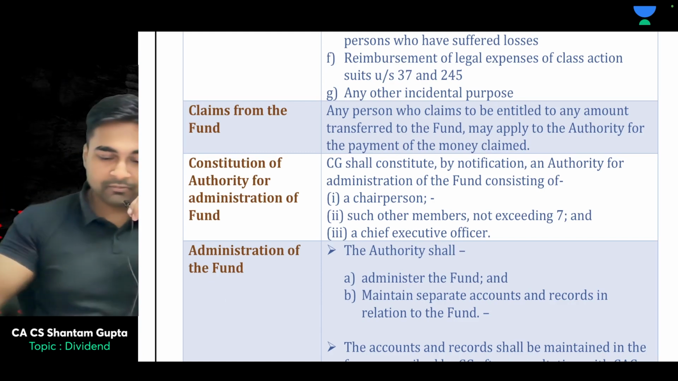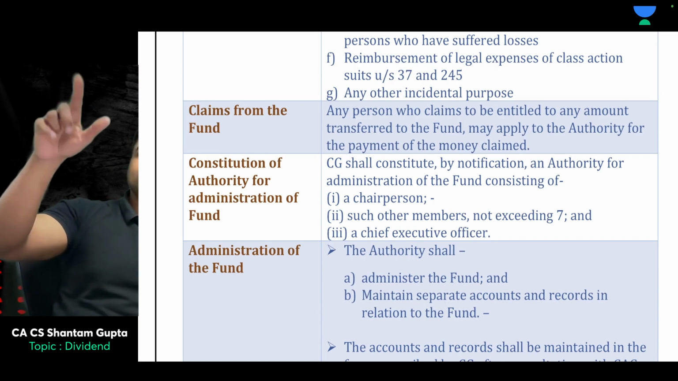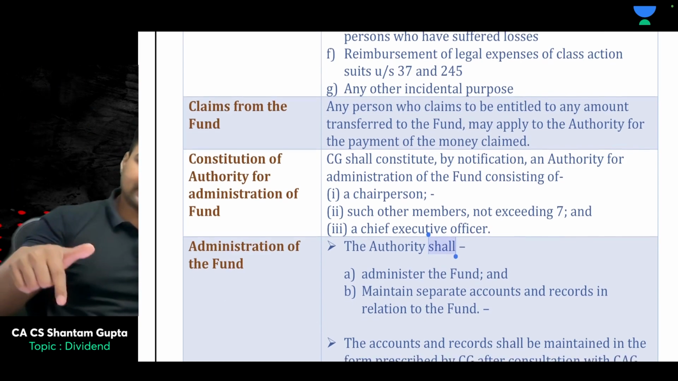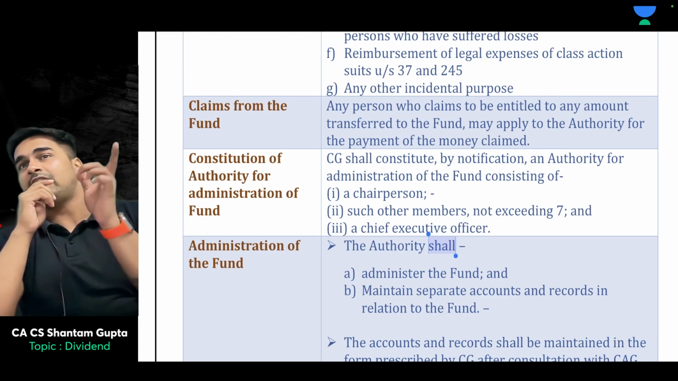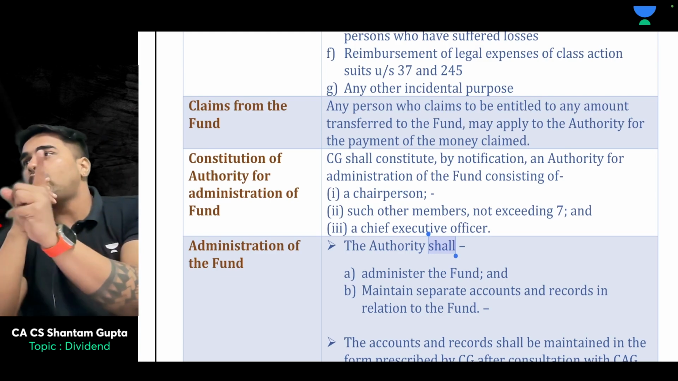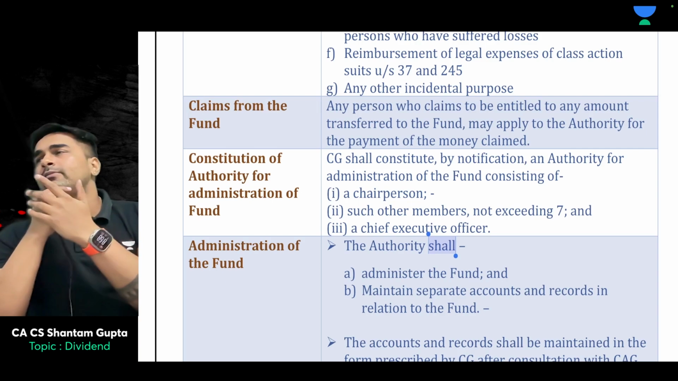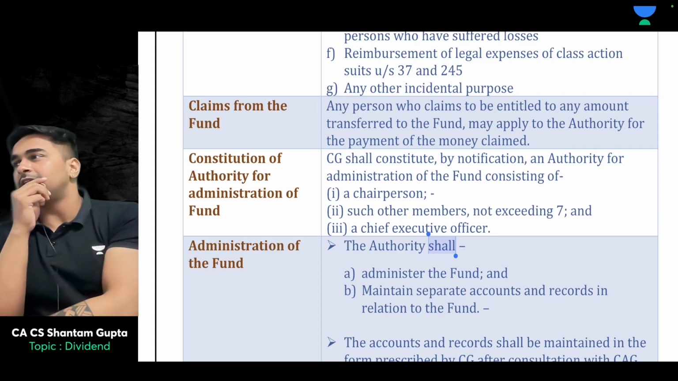Very good. So there will be 7 members sitting on the board, along with the chief executive officer and the chairperson. If you remember, in NFRA it was 15 along with the chairperson. Okay. How many people are required in the CSR committee?